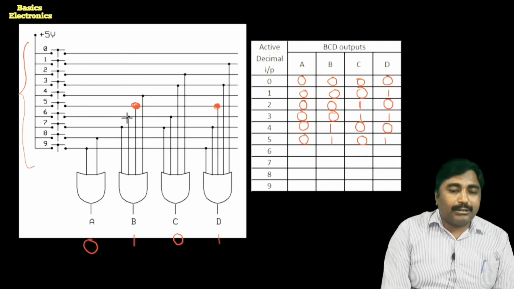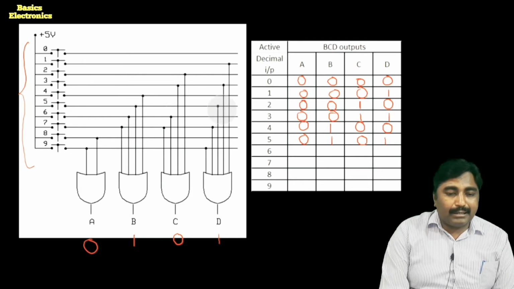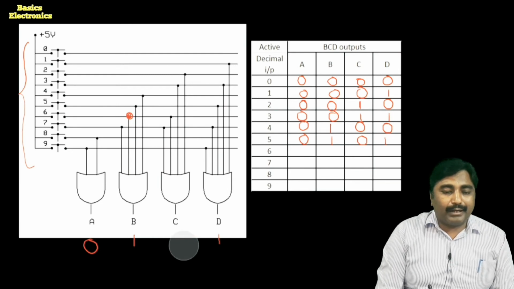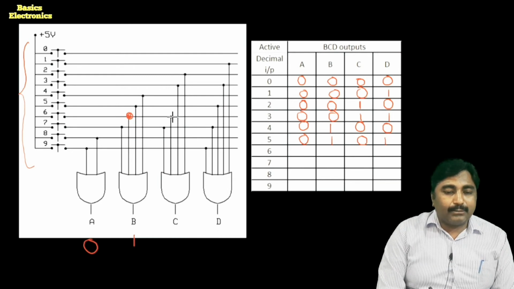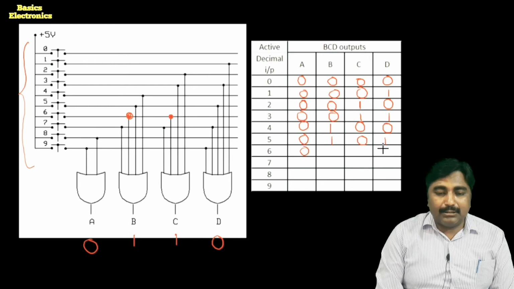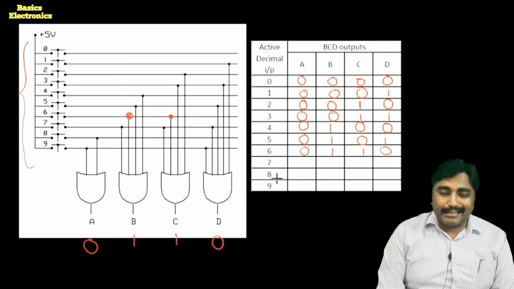When we press switch number 6, where is it connected? Switch number 6 is connected to the second gate, so the second gate output is equal to 1. It is also connected to the third gate, and that third gate's output C is equal to 1. A and D produce their natural output, which is 0, 0. So here we get the output 0, 1, 1, 0.